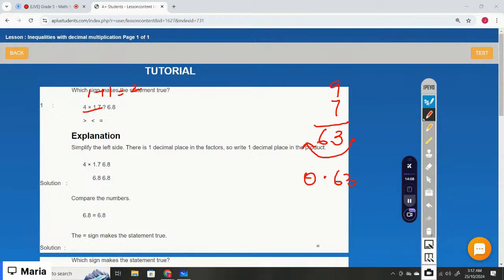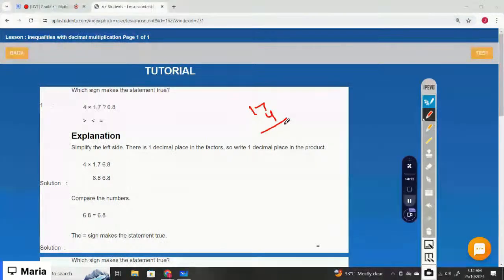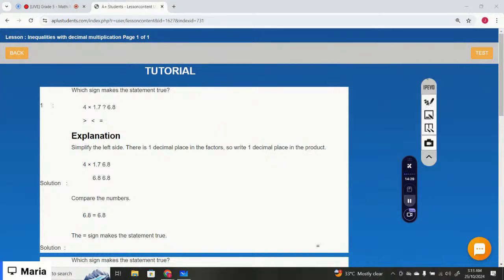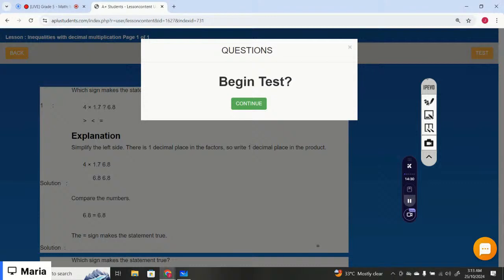So multiply them without the decimal, that would be 17 times 4. 4 times 7 is 28. 4 times 1 is 4 and 2, 68. You have one decimal place, so that would be 6.8. So you have to compare 6.8 and 6.8. They both are exactly equal, right? So that means they are equal. Let's just start with the test questions.